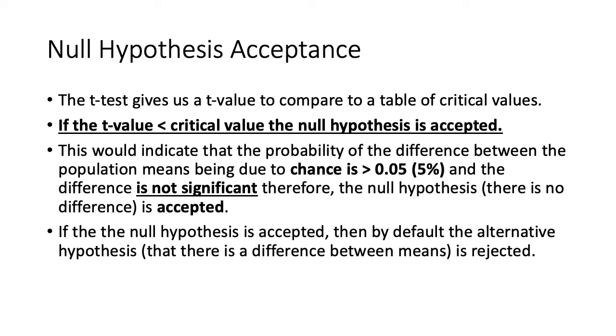So if the t-value is less than the critical value, the difference is not significant. Therefore, the null hypothesis stating that there's no difference between the sample means is accepted. So if we accept the null hypothesis, then by default we reject the alternative hypothesis. Those two are mutually exclusive, basically.